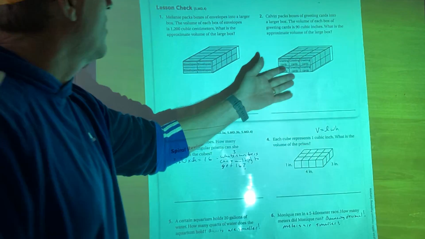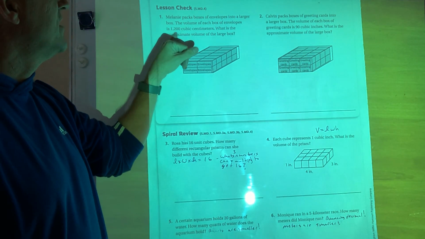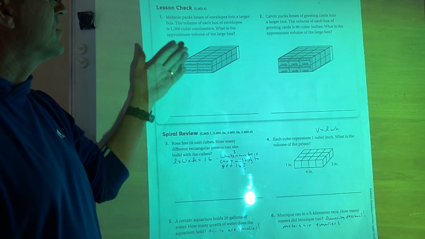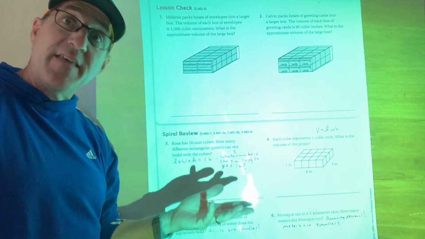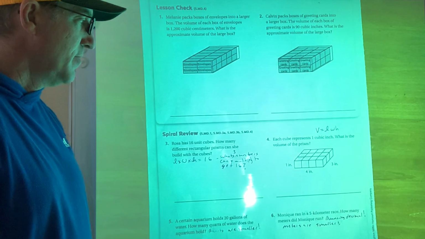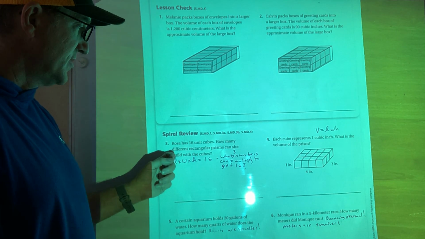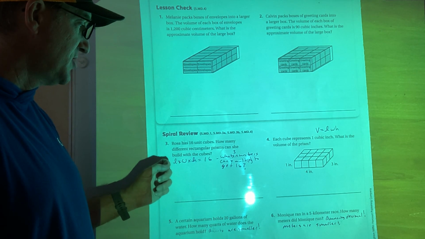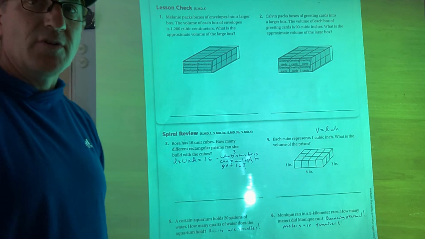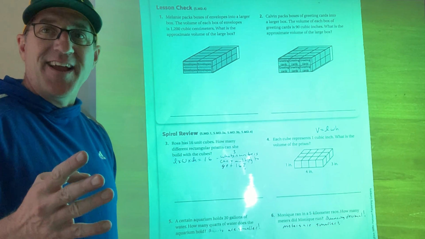What's the approximate volume? The volume of each box of envelopes is 120 cubic centimeters. Remember, drop the zeros, multiply, then add the zeros back on. Make life easy on yourself. Rosa has 16 unit cubes. How many different rectangular prisms can she build with the cubes? So I'm going to tell you how many, all right? And you see if you can find them.